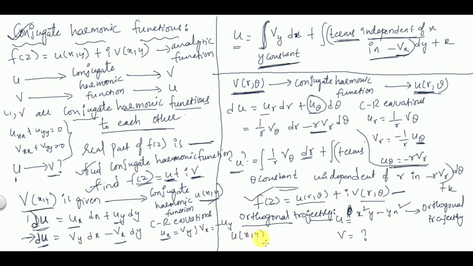That means u of x comma y and v of x comma y are orthogonal to each other. Orthogonal family of curves. This is not a new concept. If they ask you for the orthogonal trajectory, treat that as u or v and find its corresponding conjugate harmonic function only.